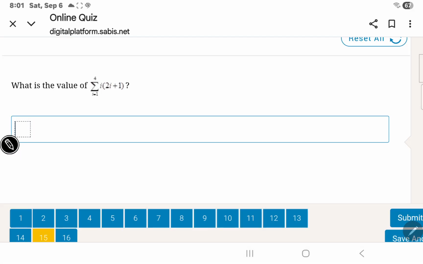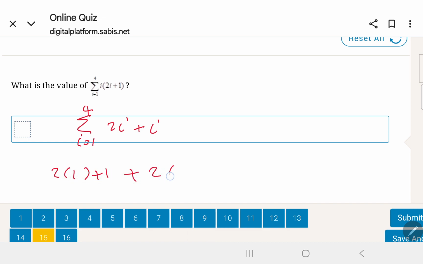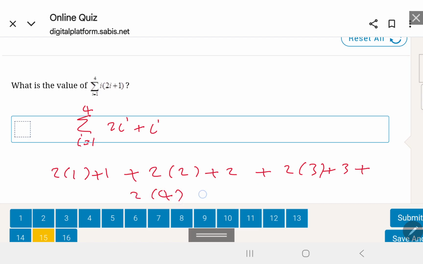Number 15 now. Okay, now I want to calculate this amount. This is sigma from I equal 1 to 4, 2i squared plus I. And then you can plug 1 and get 2 times 1 plus 1 plus 2 times 2 plus 2 plus 2 times 3 plus 3 plus 2 times 4 plus 4. Then you calculate the answer.